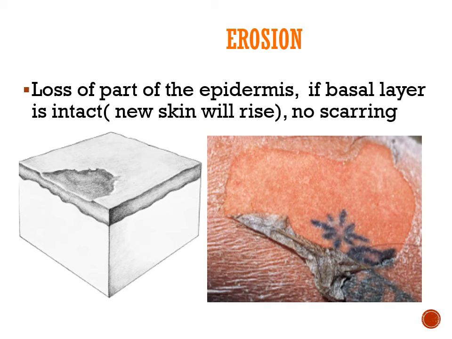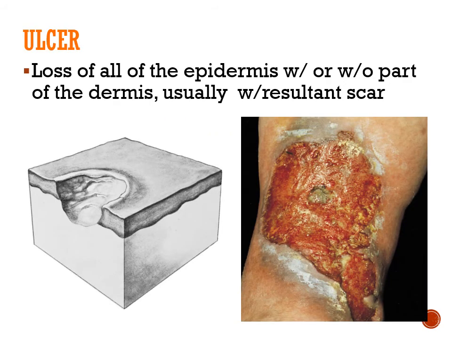Erosion is a loss of part of the epidermis, but the basal layer is still intact. Since it is intact, new skin will arise and no scarring will occur. But if there is loss of all of the epidermis, with or without part of the dermis, this is termed an ulcer. Loss of the basal layer of the epidermis means the connective tissue in the dermis will try to fill up the defect, giving you a scar.